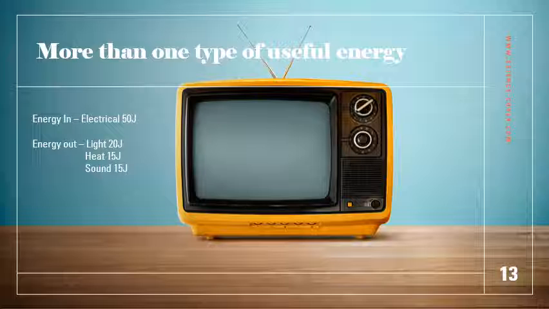So to work out the total useful energy, we should add together the light and the sound. In this example, we have 20 joules of light being given off, 15 joules of heat being given off, and 15 joules of sound being given off, whereas we'd placed into the TV 50 joules of electrical energy.